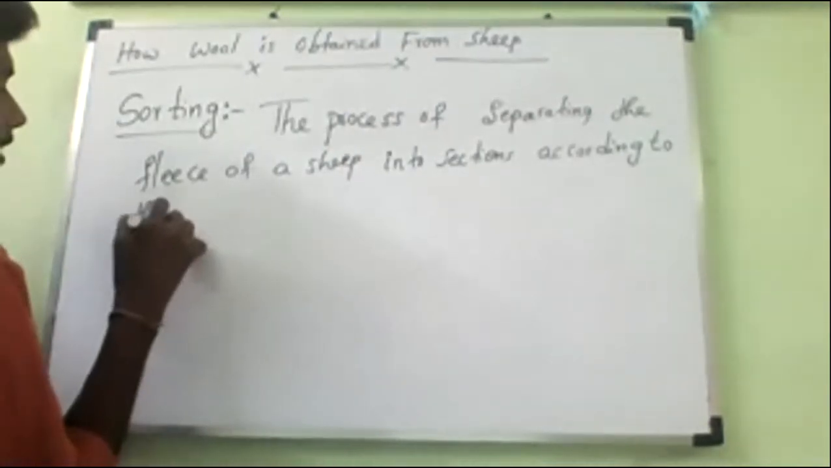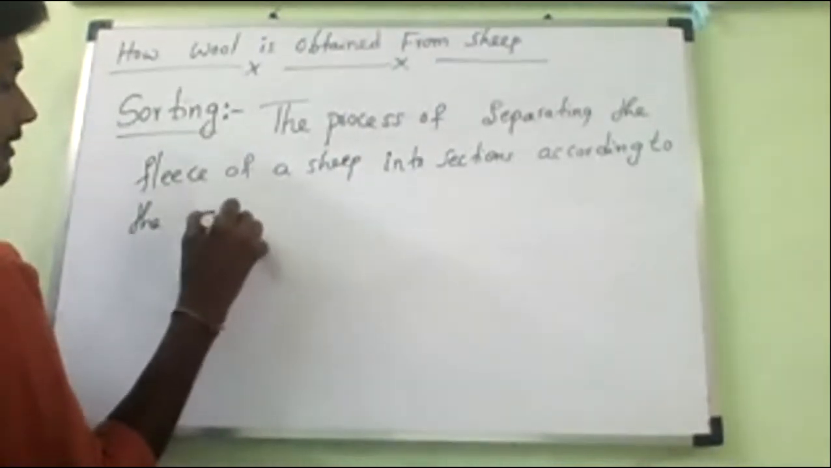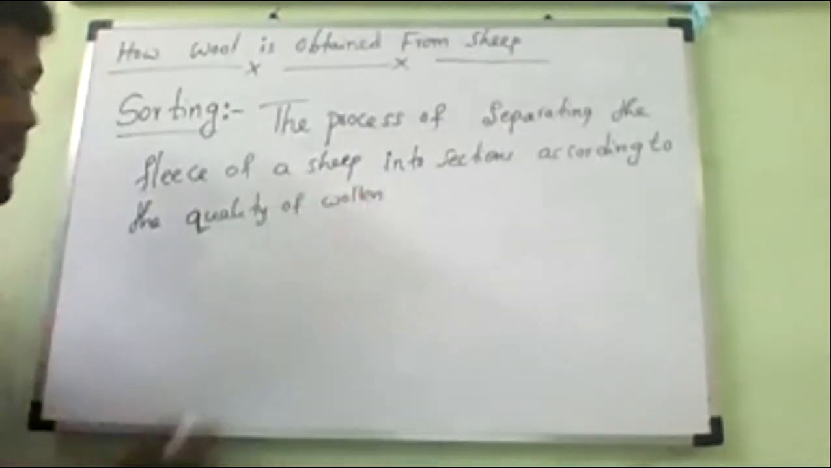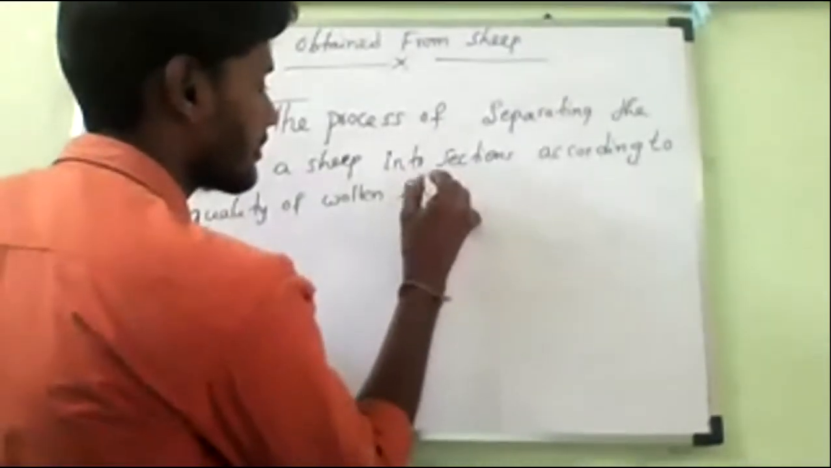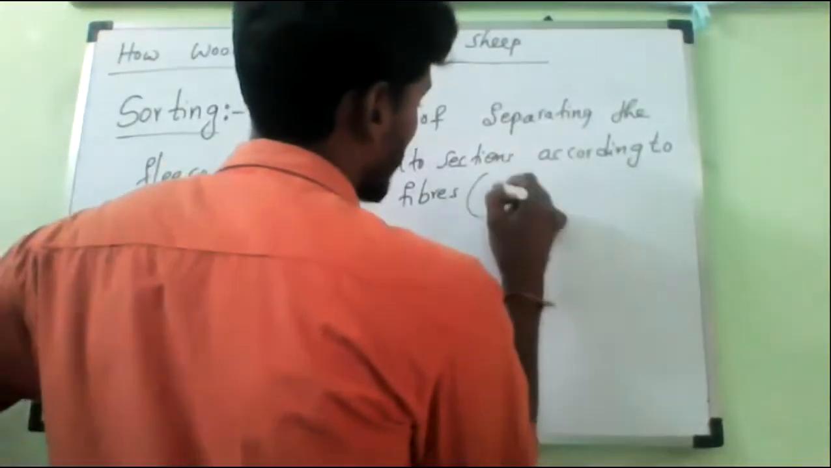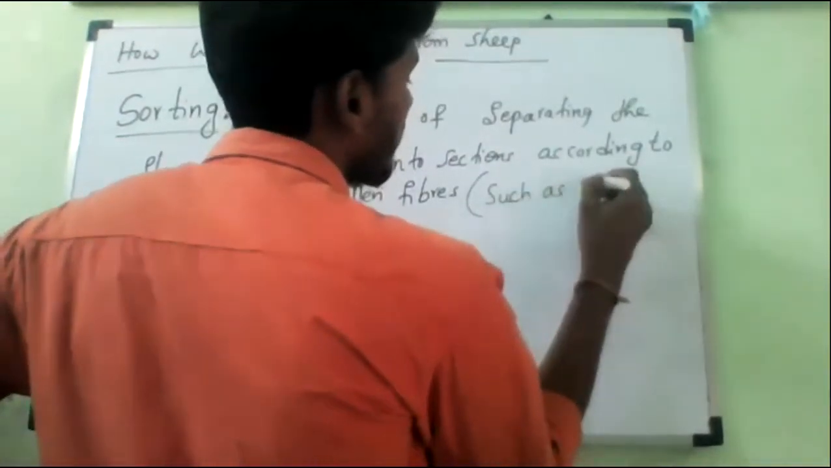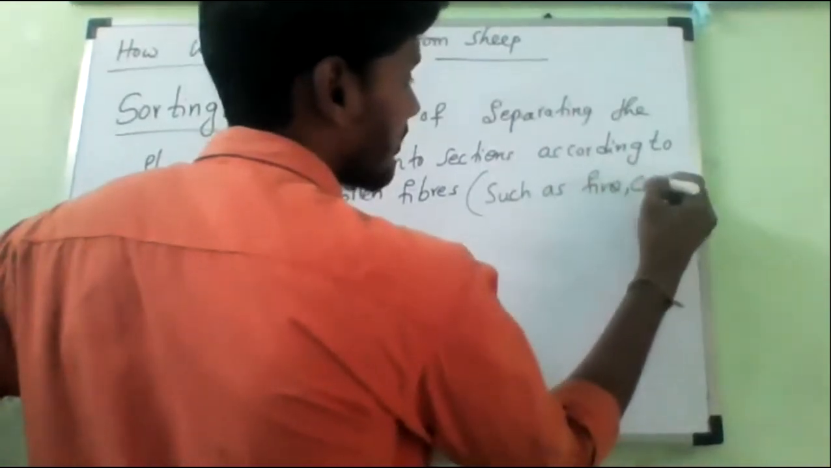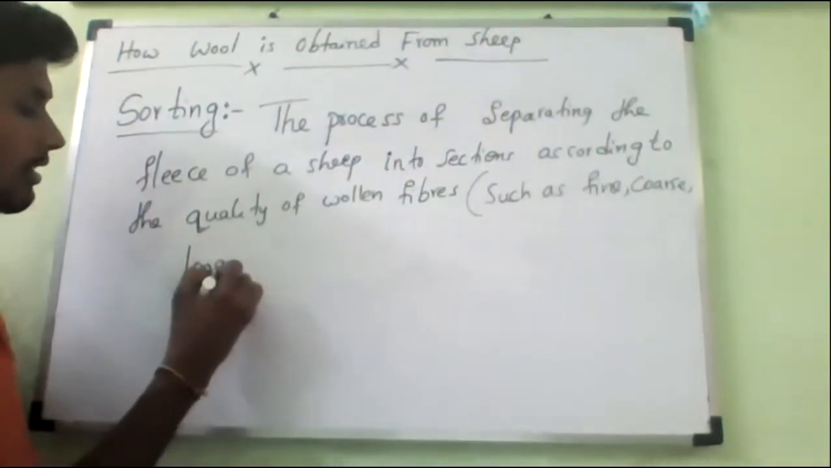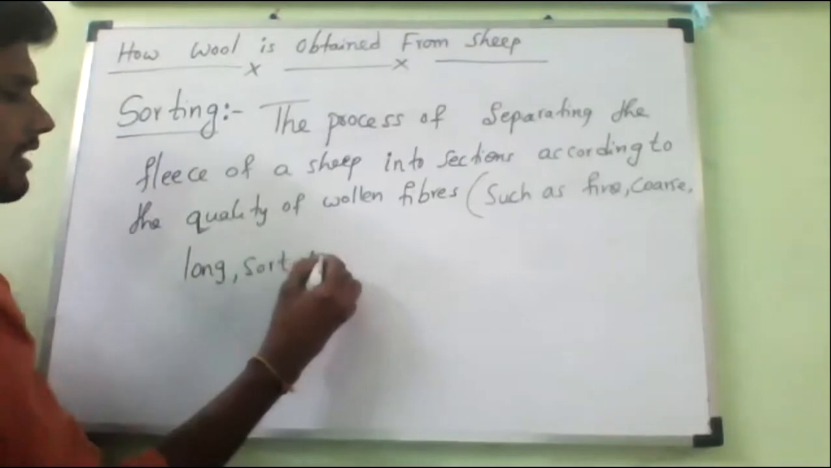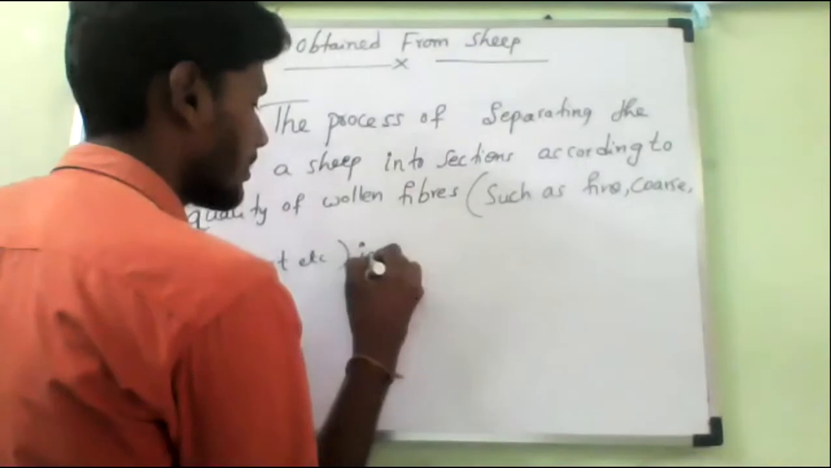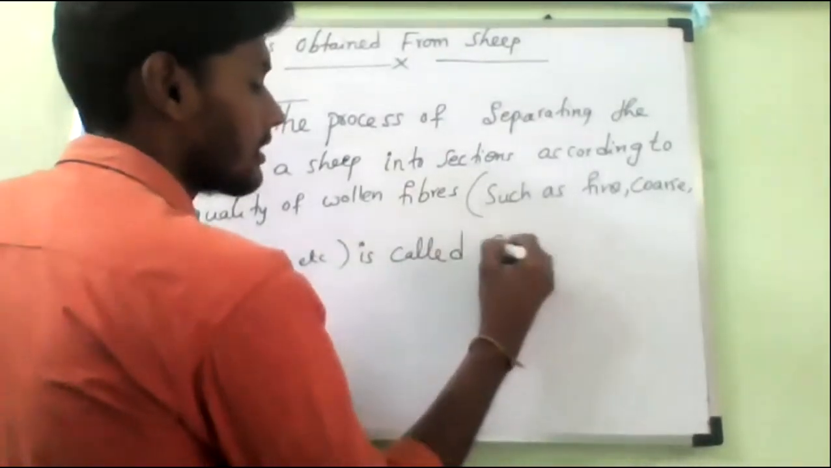According to the quality of woolen fibers. So what are those qualities? Can you say what those qualities are? Fine, cosy, coarse, long, short, etc. Something will be present. Understand? That is called sorting.